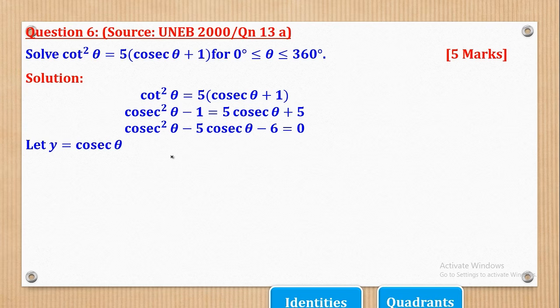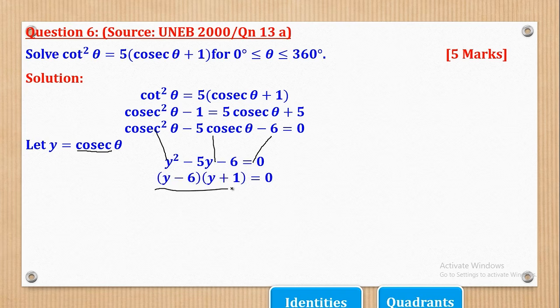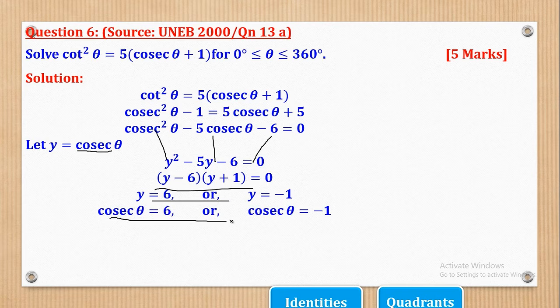If I choose to factorize, I will say that let y be equal to cosec theta, meaning that this becomes that, this becomes that, and this becomes that. Therefore, I will factorize to come up with this and get the values of y, after which I'll be able to get the values of cosec theta. Then from there, remember that cosec theta is the reciprocal of sine. So if this is 6, it becomes 1 over 6, and this is negative 1, to be negative 1.